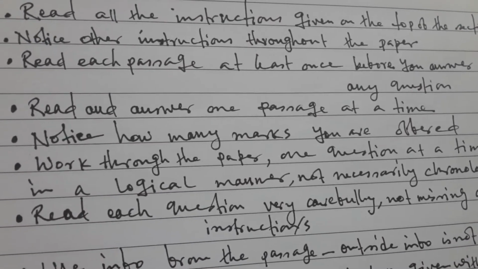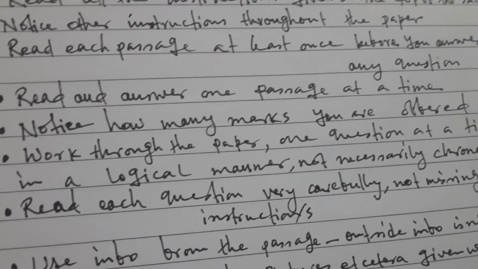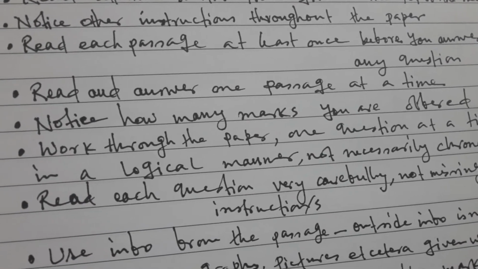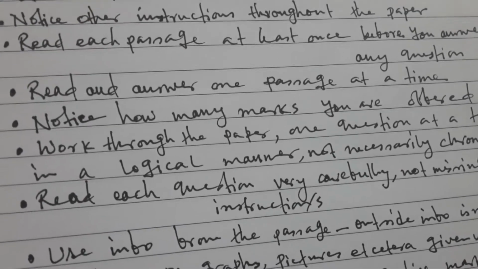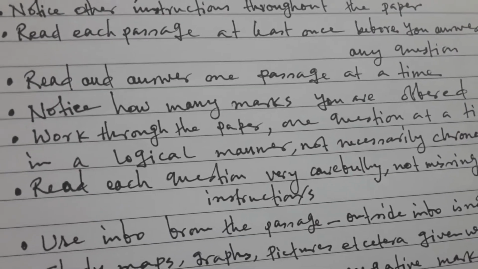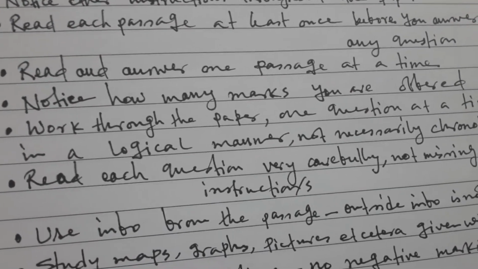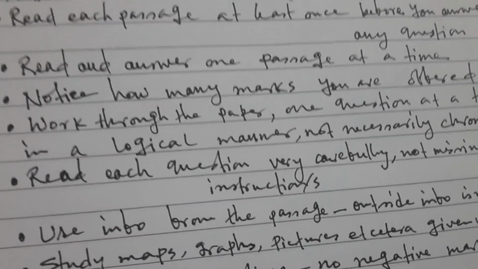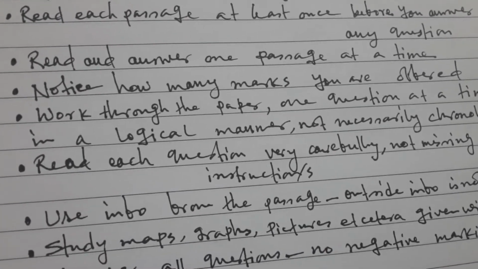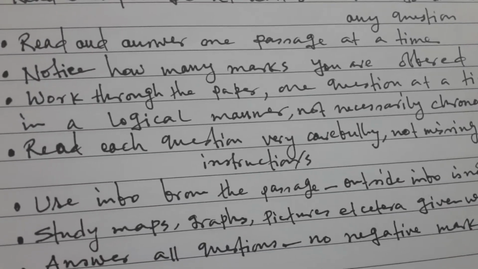Next, read each passage at least once before you answer any question. By this I mean, don't read a question and start answering as you may think, okay, in the first 2 lines I have this answer. You may have, but you may not. When you read the whole passage, you might find that the information given in the beginning is contradicted later, or that it was sarcastic, ironical. What it said, the writer didn't really mean that. So you go till the end of the passage at least once, and then come back and then answer the questions.